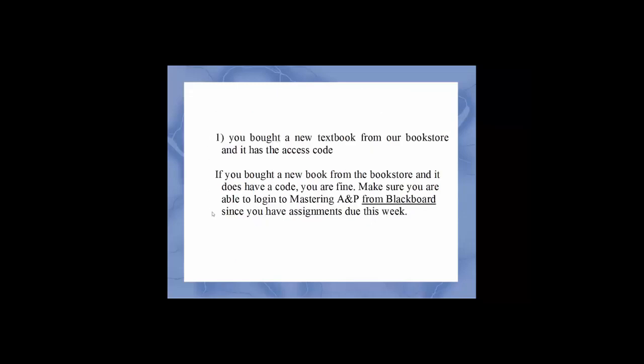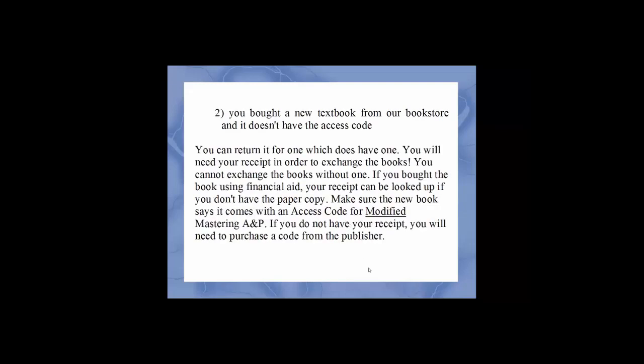Alright, first, if you bought the new textbook from our bookstore and it has access code, then you are fine. You don't need to do anything. Just make sure that you're able to log in to Mastering A&P, but you log in from Blackboard. Do not go through the publisher's website. Log in from Blackboard, because all you need is the access code that's given to you within the book. If you don't log in from Blackboard directly, I won't see that you have completed the work. And if I don't see that you've done it, then I'm going to assume that you didn't, and you'll get a 0.